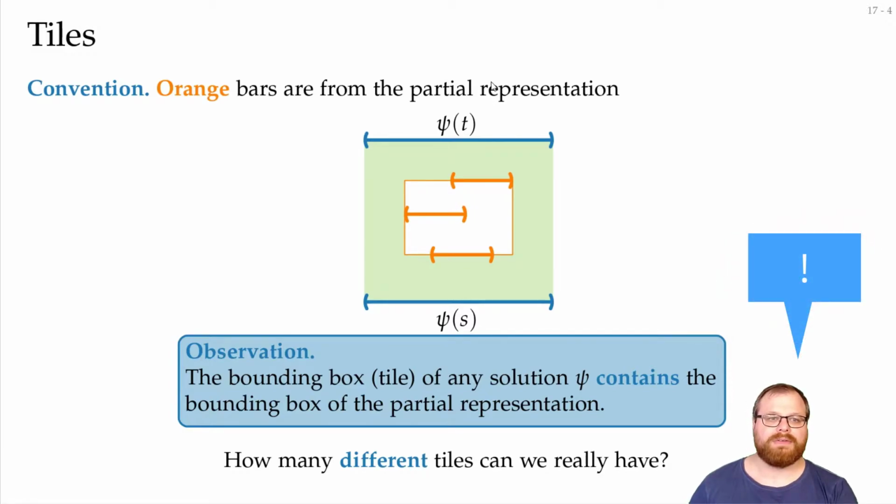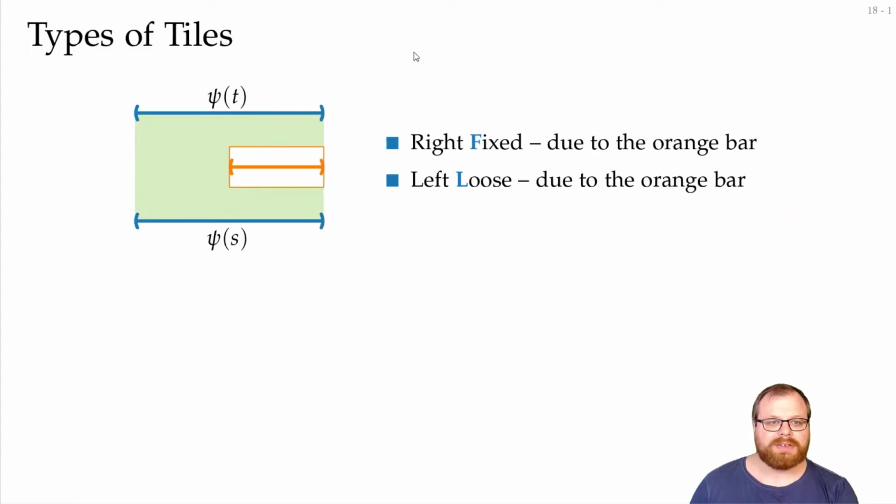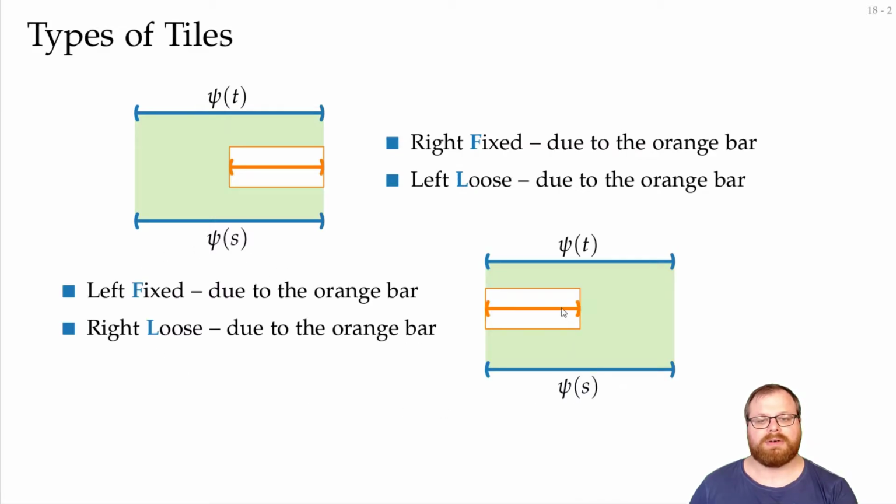So how many different types can we really have? Actually, there are only 4 types. If we look at the two sides, here the right side is fixed because it coincides with the right side of a fixed bar, but the left side is loose because it doesn't coincide with the side of any bar. It can also be the other way around. We can have the left side fixed and the right side loose. Or we can have both fixed or both loose. So there are 4 types.